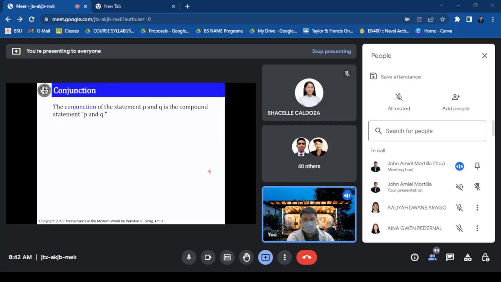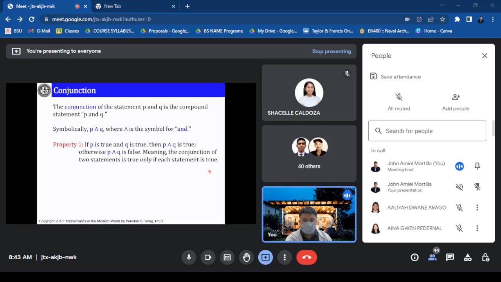So we have conjunction. Conjunction of statement P, Q is the compound statement P and Q. Okay, so symbolically, P and Q. Property 1: if P is true and Q is true, then P and Q is true. Otherwise, P and Q is false. Meaning, the conjunction of two statements is true only if each statement is true. Okay, so to illustrate and to understand better, pakitingnan yung table.